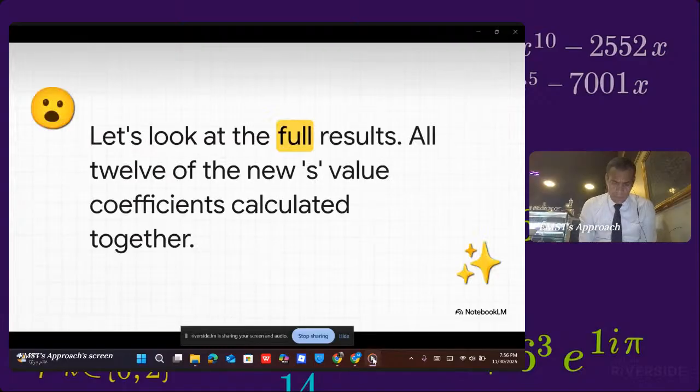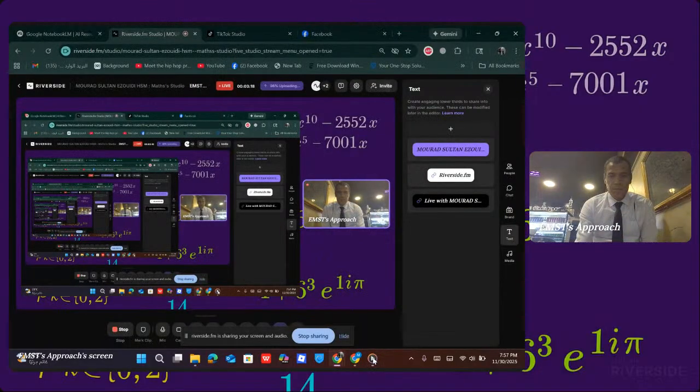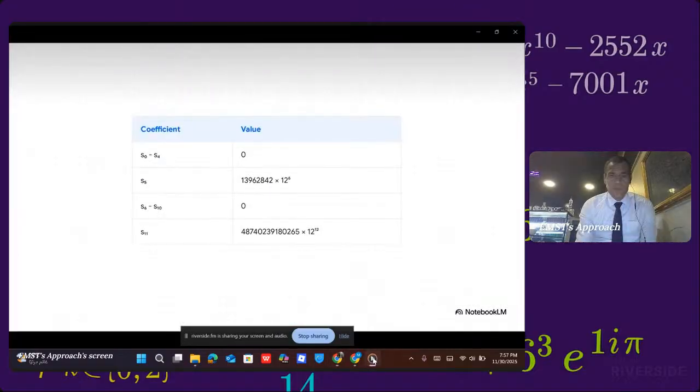All right, let's just cut to the chase and look at the whole shebang. Here are all 12 of those new S value coefficients all laid out. Just look at this. S0 all the way through S4, 0. Then, bam, we get a big non-zero number for S5. And after that, more zeros, right up until the very last one, S11. Think about that. Out of 12 of these super complex brand new coefficients, 10 of them just collapsed. They vanished into 0. This right here is the monster's Achilles heel.